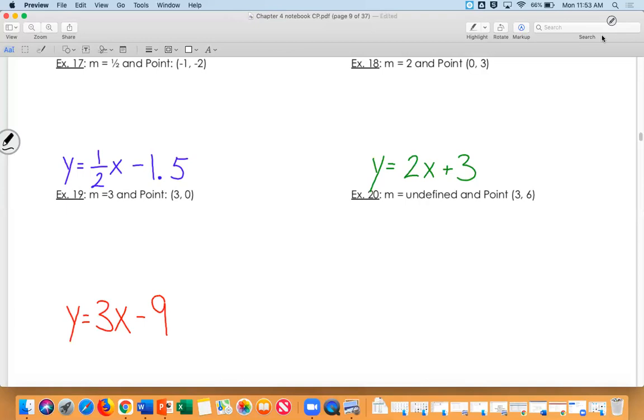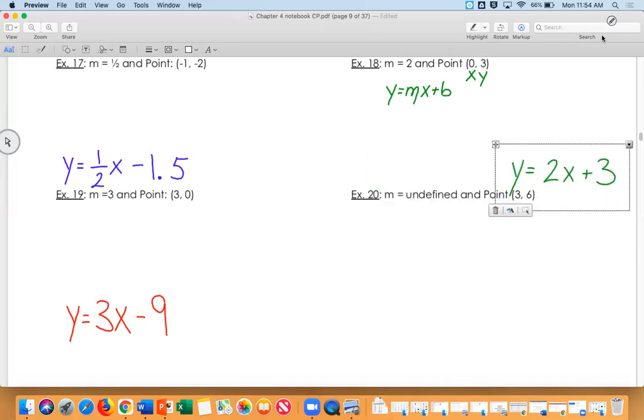In number 18, y equals 2x plus 3. Joey, did you get that? Oh, no, I didn't get that. You didn't get that? Do you need me to go over it? Oh, yeah, could you go over it? Sure. So first, step number 1 is always to label. Step number 2, write y equals mx plus b. Step number 3 is going to be substitute. So y is 3, m is 2, x is 0, plus b.